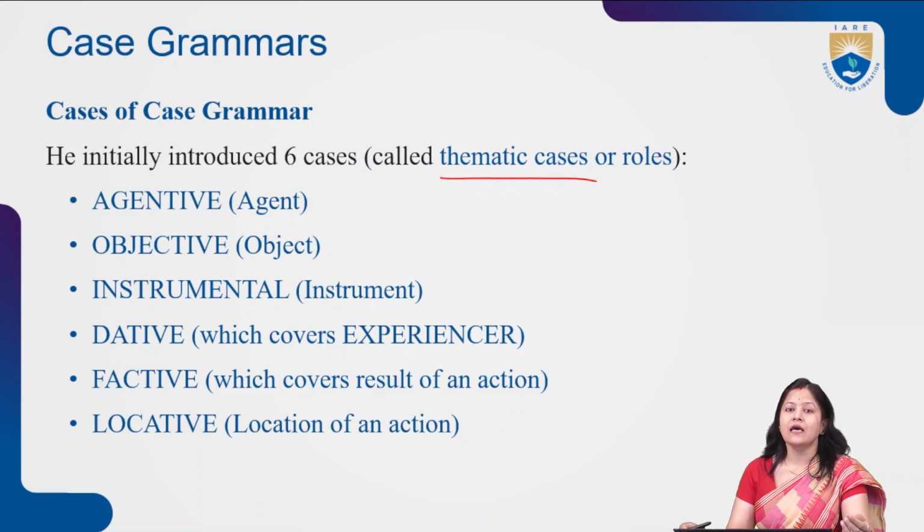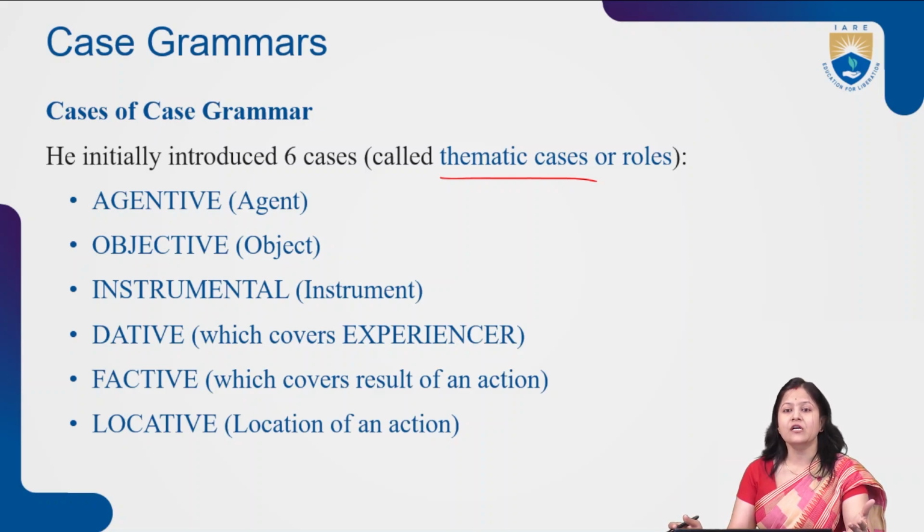The first case is agentive, which is nothing but the agent. The second case is the objective, meaning the object. The third one is the instrumental, nothing but the instrument. The fourth one is the dative, which covers the experiencer, meaning the person who will experience is called the dative case.